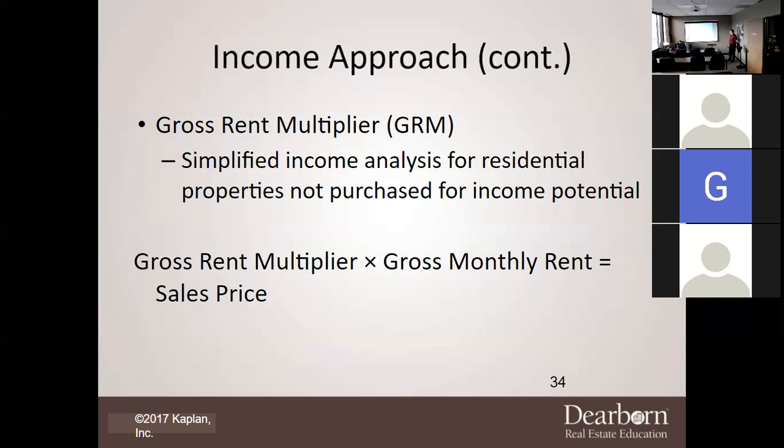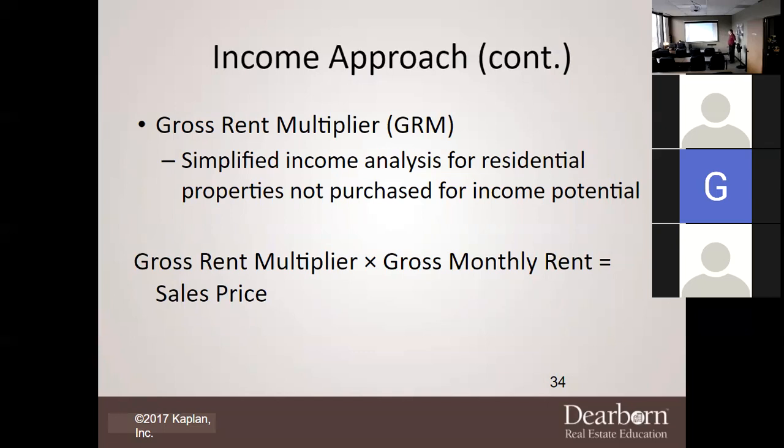So what breaks down in the GRM is you're going to take the GRM, the gross rent multiplier, multiply it by the gross monthly rent, and that will give you your sales price. Now on the test, they will give you the GRM most of the time. You just take it, enter in whatever they tell you is the monthly rent, and you come up with your sales price.